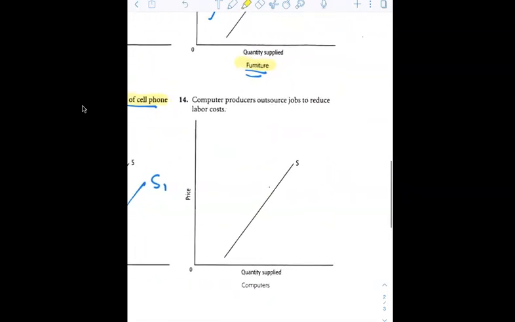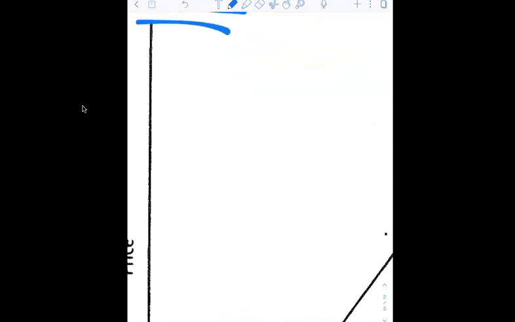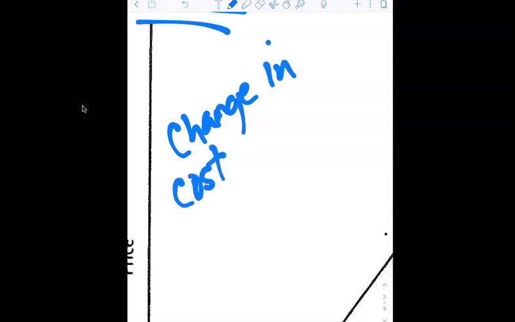And last one, we are producing computers. We are outsourcing jobs to reduce labor costs. So our cost to produce computers is getting cheaper, which means we can use some of our resources to make more computers than before. So we have a change in the cost of producing, or change in the price of resources, which means we're going to increase computer production. So that curve is going to shift to the right.